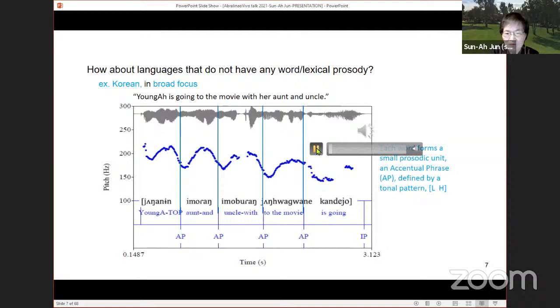So each word became prominent by marking with a low tone at the beginning and then a high tone at the end. And this unit, the domain of the rising tone, is called the accentual phrase.